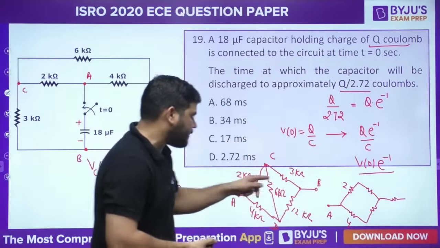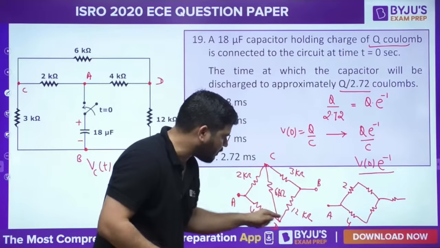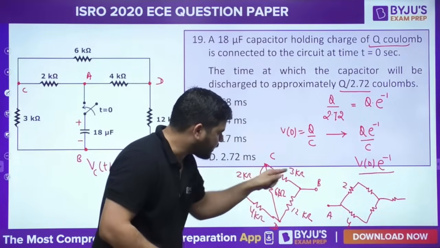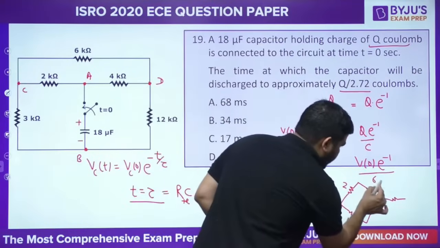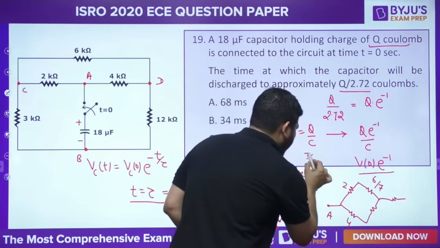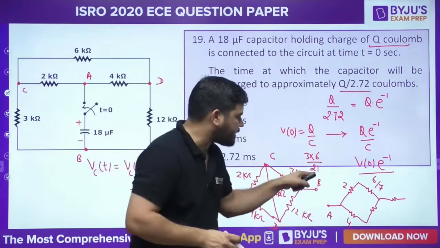Now, can you tell me what is this value? This is 3 into 6 divided by 21. Total sum is 21. 3 into 6 by 21, so it will become 6 by 7. Okay, 3 into 6 by 21 is 6 by 7.